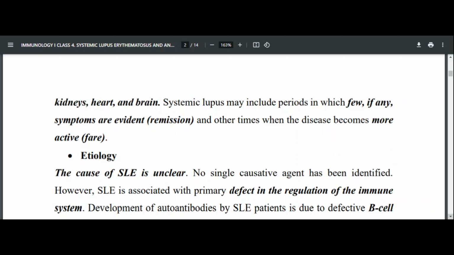So the cause of systemic lupus is not clear, and no single causative agent has been identified so far. But of course, systemic lupus is associated with the primary defects in regulation of the immune system. So that is actually what is associated with the systemic lupus erythematosus.